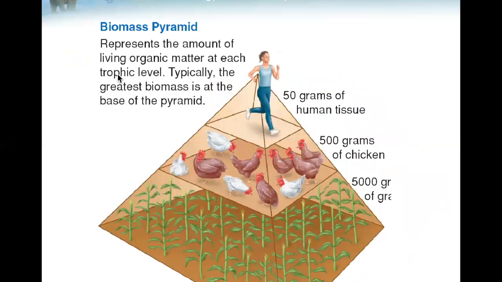The biomass pyramid is similar. It represents the amount of living organic matter at each trophic level. Typically, the greatest biomass is at the base of the pyramid. For example, there are 5,000 grams of grain, and for the chickens, 500 grams of chickens, and then we have 50 grams of human tissue. So, how much they consume: 5,000 grams of grain, 500 grams of chicken can live on that, and that can be used by 50 grams of human tissue.